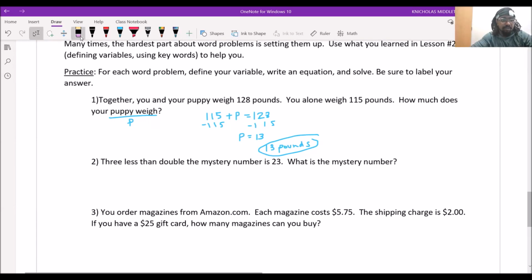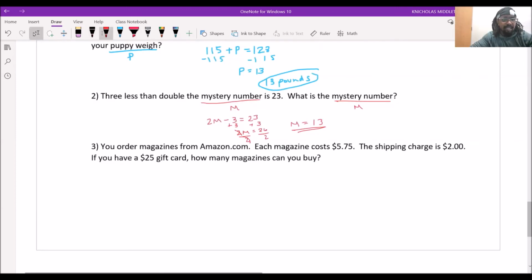3 less than double the mystery number is 23. What is the mystery number? Mystery is M. So now 3 less than double the mystery number. Again, we're taking it away from something, so we have to have something to take it away from. So double the mystery number, 3 less than double the mystery number is 23. This is just like a number, so x, y. I don't know if using M helps us out to make sense of it any more than anything else, but at least I know it's a mystery number. Trying to get rid of the 2. We want to get M by itself. We're going to divide by 2. Okay, and now we'll get that M is 13.